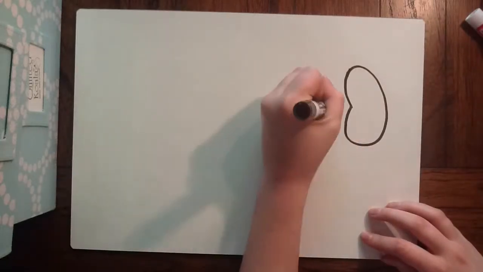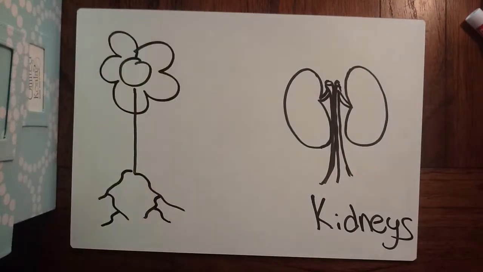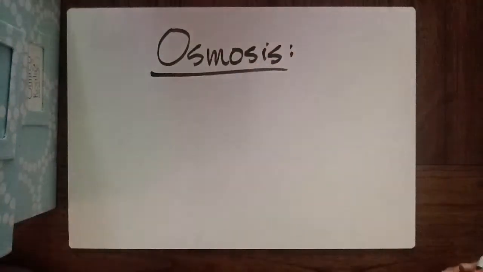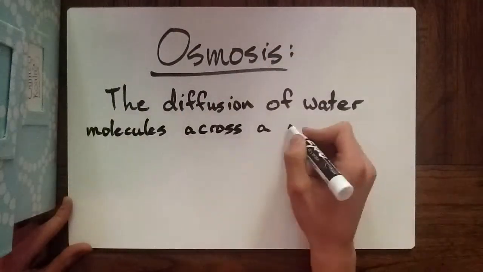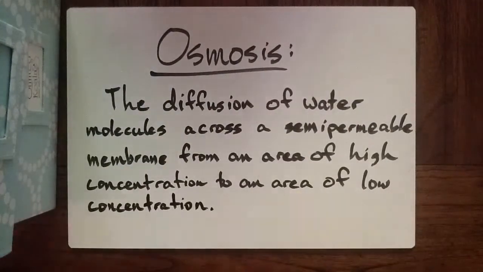Have you ever wondered how your kidneys filter your blood? Or how plants take water in through their roots? Well, the answer is osmosis, the diffusion of water molecules across a semi-permeable membrane from an area of high concentration to an area of low concentration.